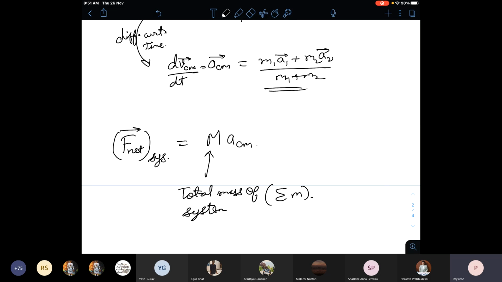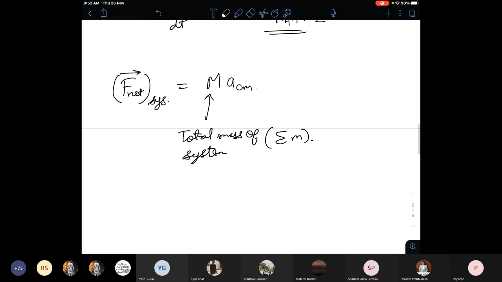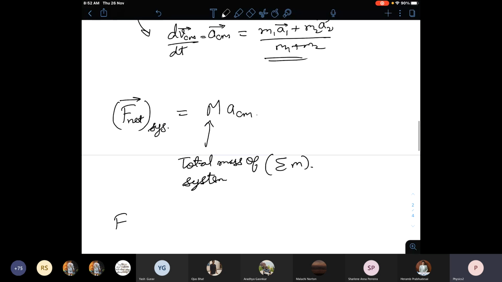Now, if you talk about force, the net force of the system, you can talk of force on center of mass. You can write the heading here as force on center of mass, if you want. It doesn't matter. It is not a very special topic. It is a very simple, basic topic.